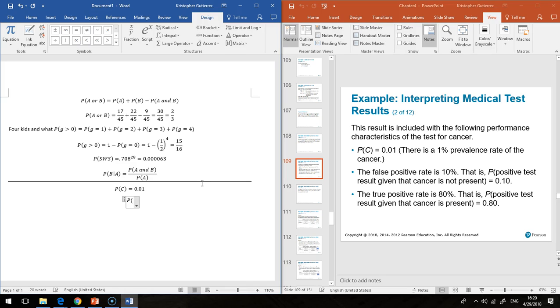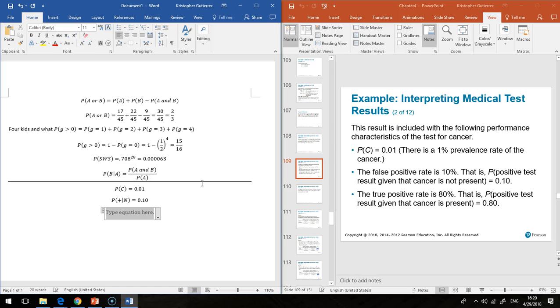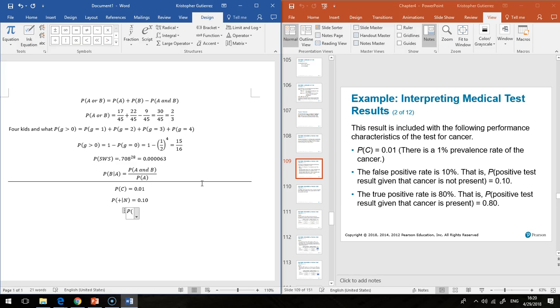The probability of a positive test result given no cancer is equal to 0.10. And the probability of getting a positive given that you have cancer is equal to 0.80. So at least it's higher. That's why.